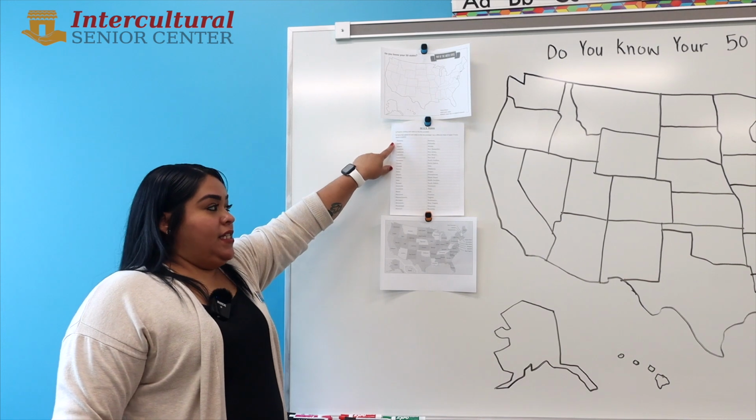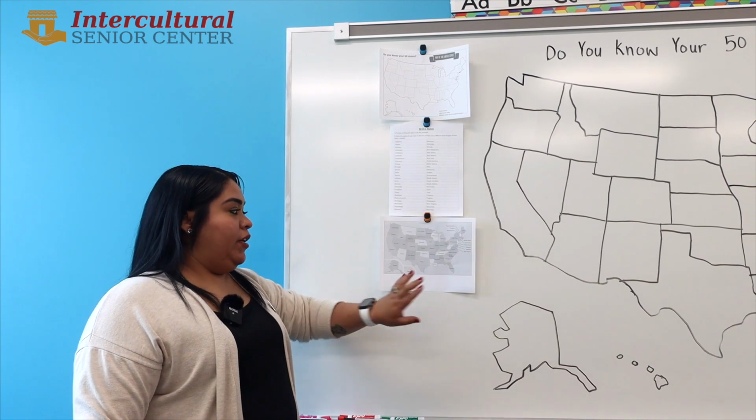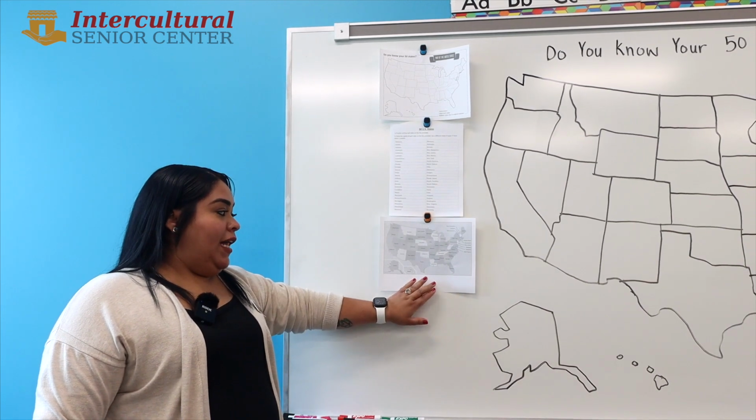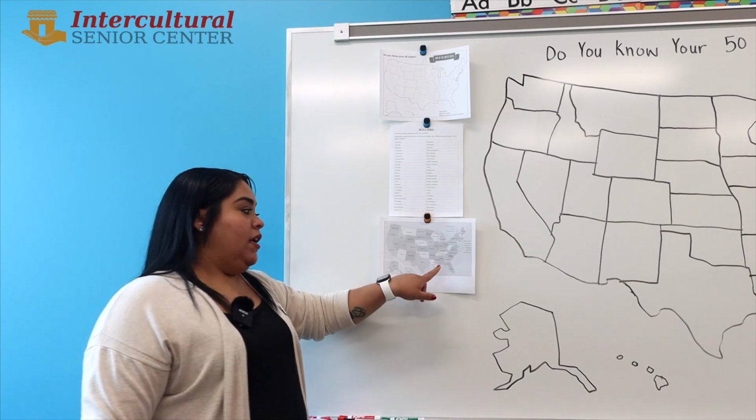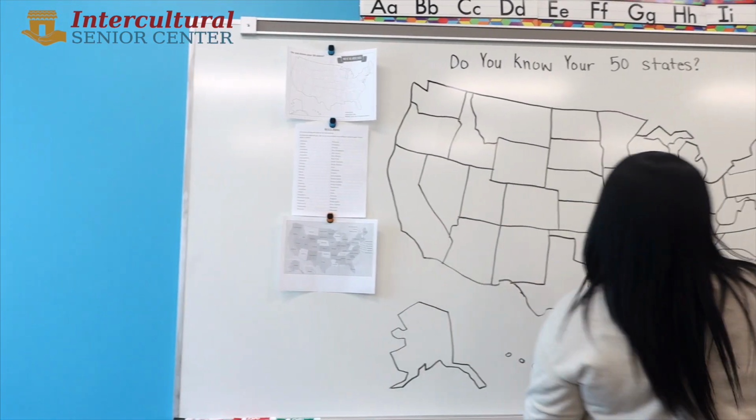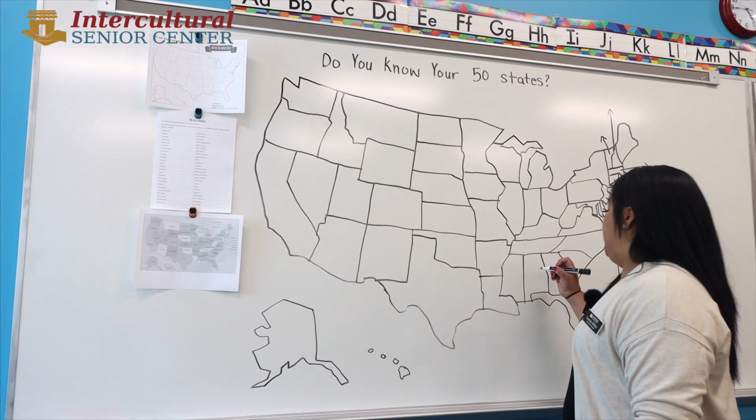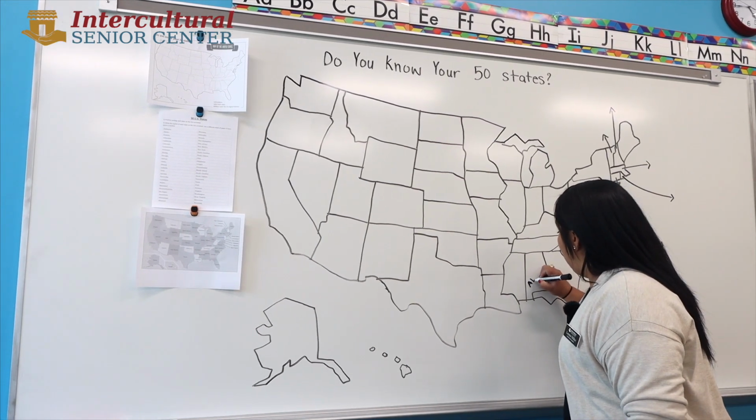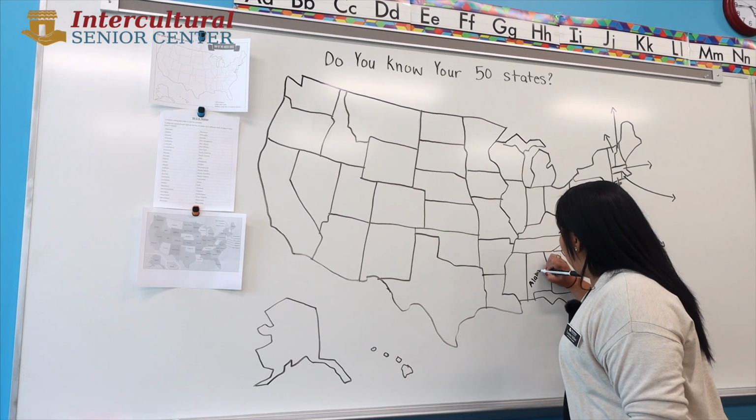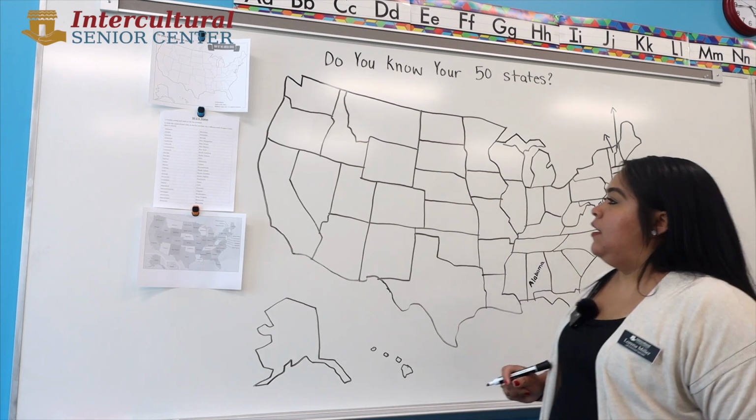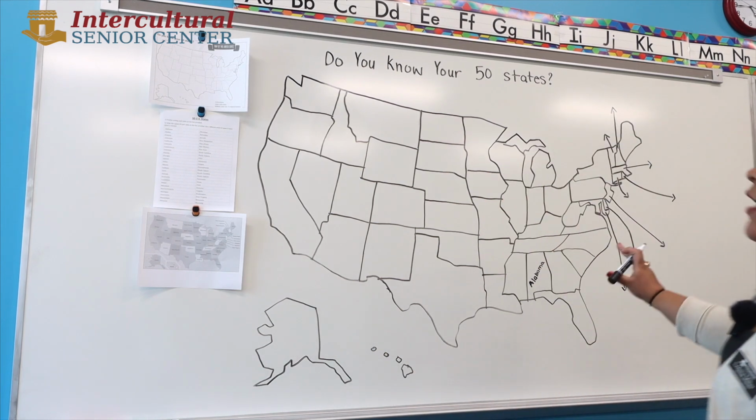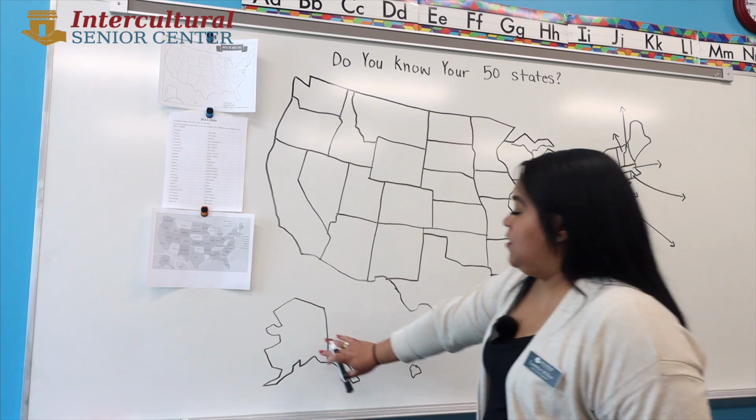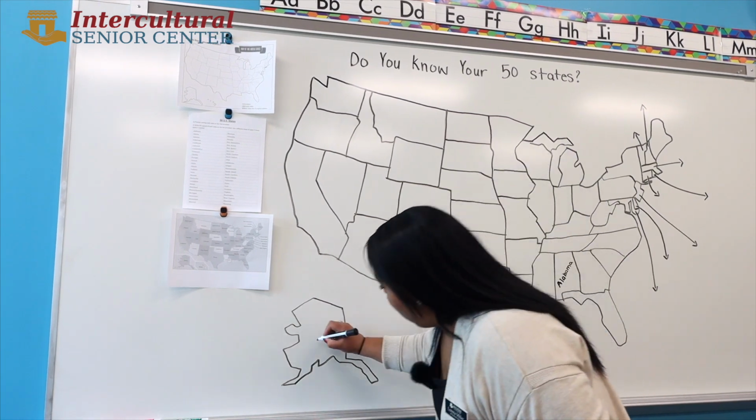First, we're going to start with the state of Alabama. Looking on our reference map, Alabama is located next to Mississippi. So we'll go over to our map and fill that in. So this is Alabama. Next, we will start with Alaska. Alaska is separate from the United States, so you'll see it down at the bottom of your map.